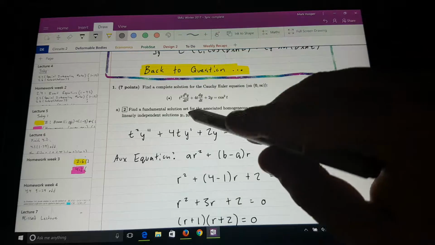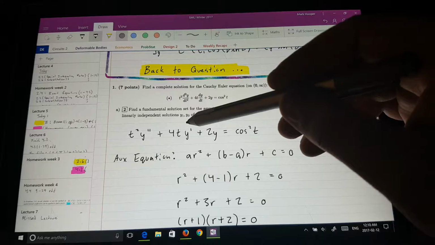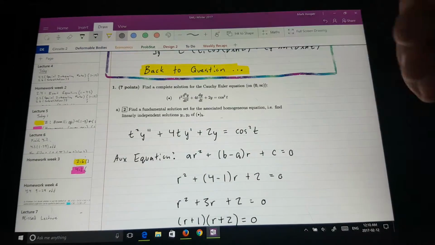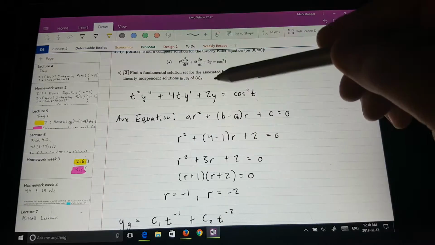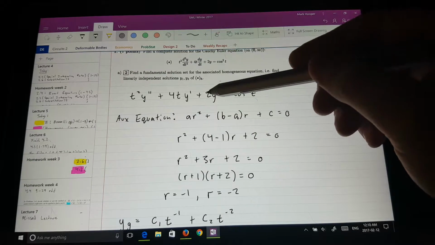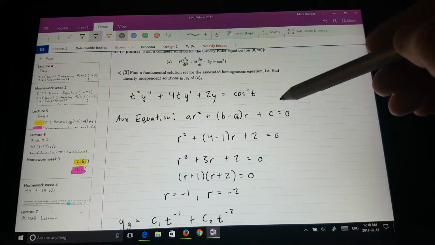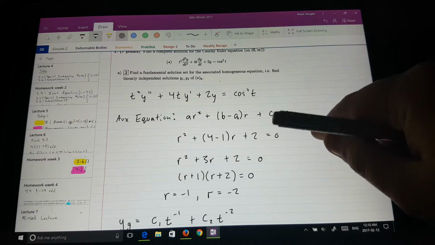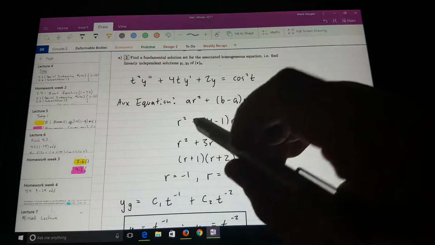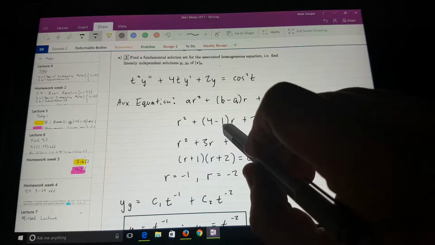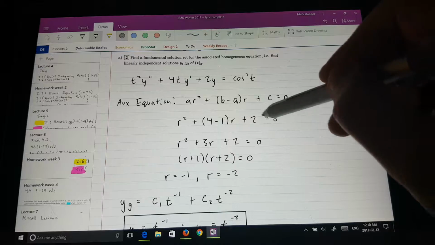So back to the question. Here's our equation. Let's find our auxiliary stuff. So A in this case is 1, B is 4, C is 2. So A r squared plus (B minus A) r plus C equals 0. I don't do this every time; it's just that the first time it's good to show an example. So r squared plus (4 minus 1), right? B minus A, r plus 2, which is C, equals 0.